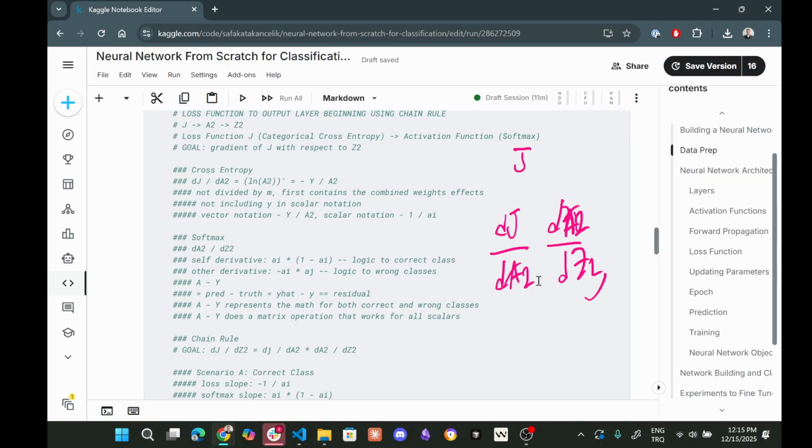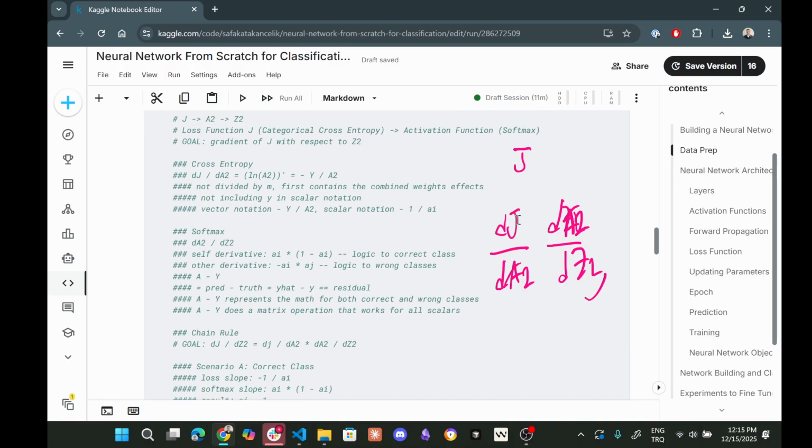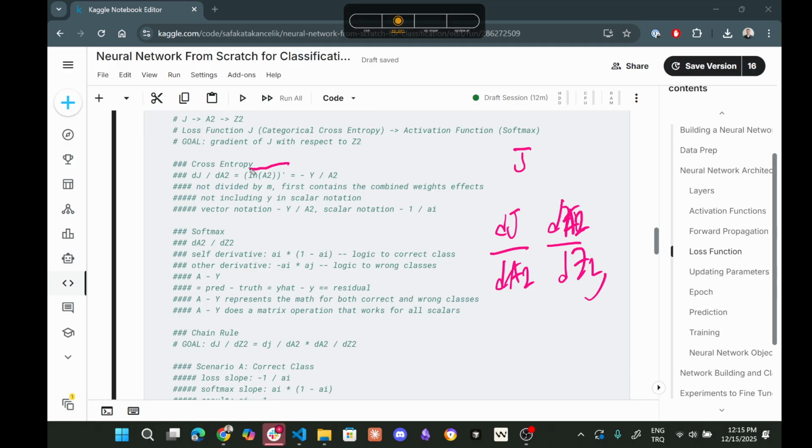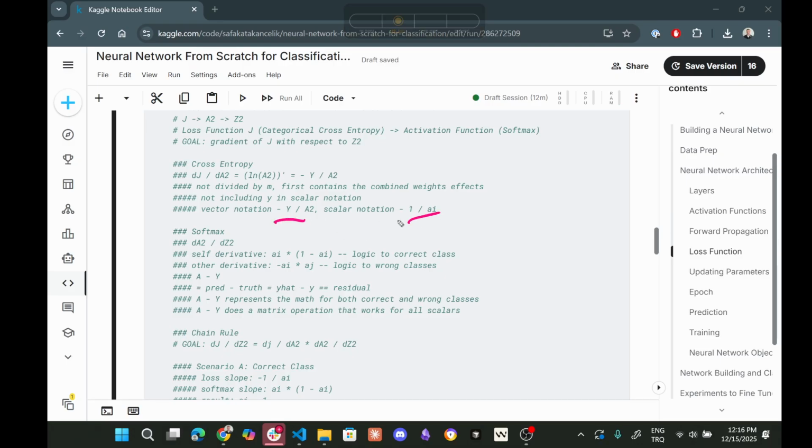So activation function 2 here corresponds to the softmax, and J is the cross entropy loss function, and this is the linear function. The cross entropy has a simple derivative. In terms of units, it's simply the log of one probability, and the derivative of it is 1 divided by that probability. Because it's a cost, it's negative, so it's minus y divided by all probability matrices. So the scalar notation is this, and the vector notation is this.